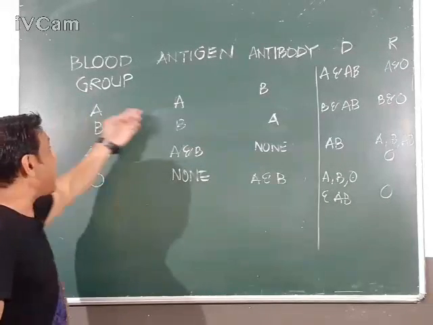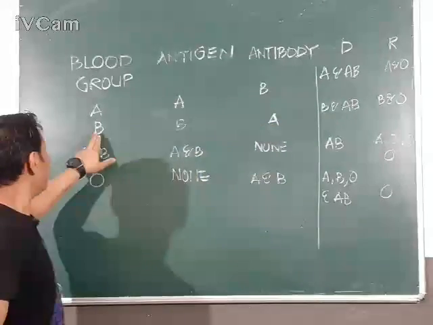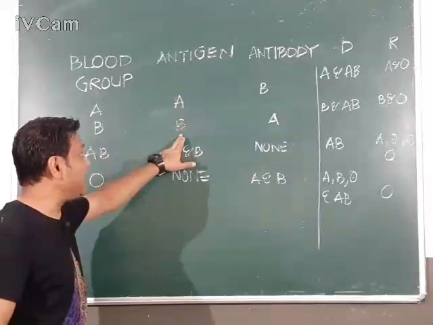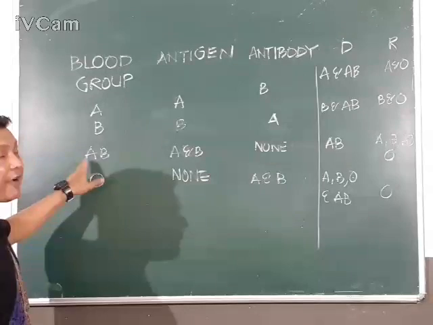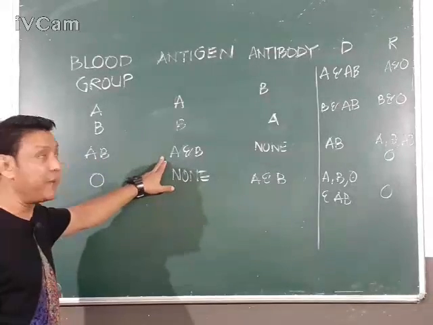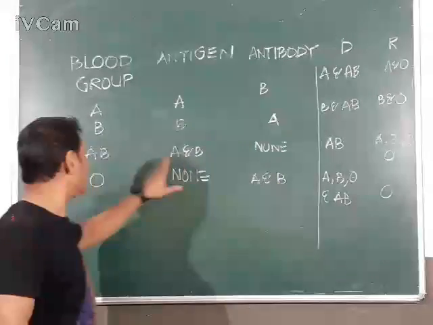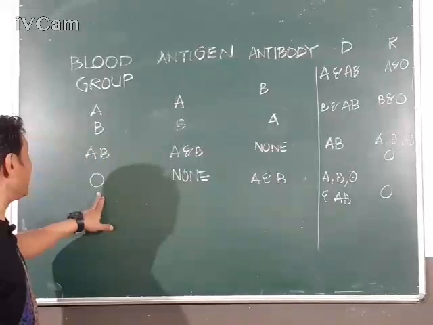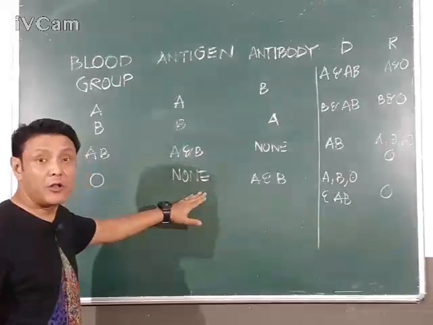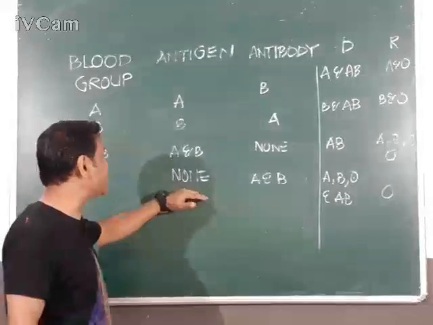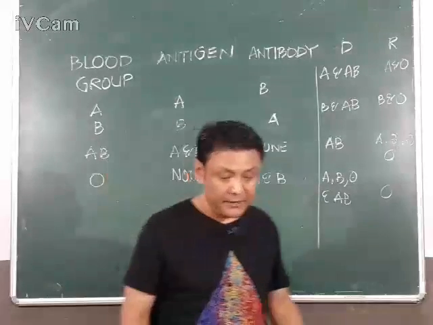Blood group A will have antigen A but antibody B. Blood group B will have antigen B but antibody A. Blood group AB will have both the antigens A and B but no antibody whatsoever. Similarly, the last blood group, O, will not have any antigen, but we have both the antibodies A and B.